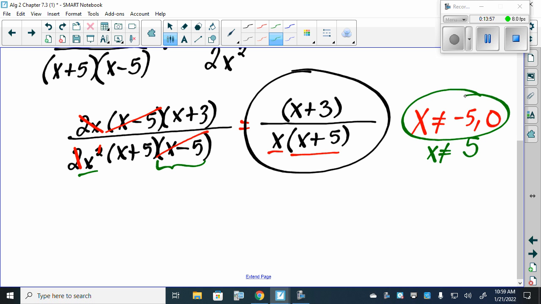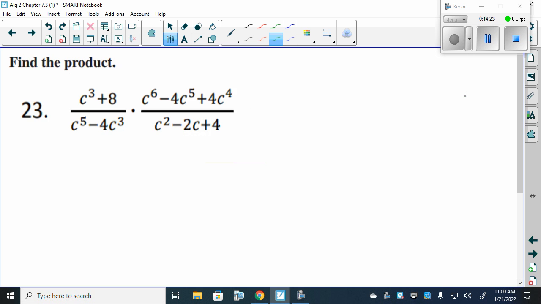Personally, and coming from a pure mathematical standpoint, I would still list them all. Even if they're still there, they are still restrictions. So the book would just list that x is not equal to 5, but really all the restrictions are 0, negative 5, and positive 5. Any other questions on this here? All right, let's look at the next one.